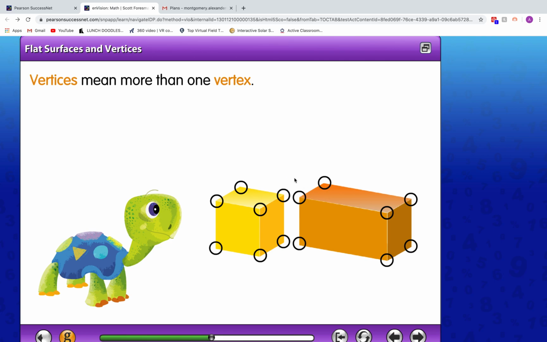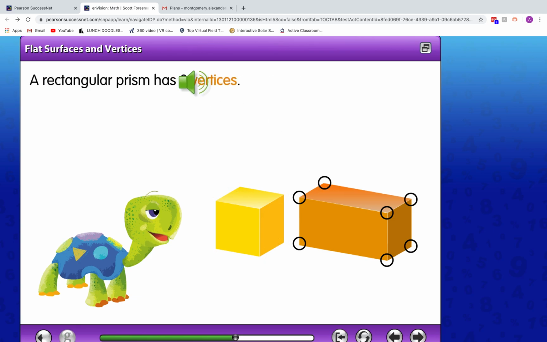And they both have 6 flat surfaces. So for these two shapes, when they say how many flat surfaces, they're going to have the same number. It's 6. And when they say how many vertices, which are corners, they're also going to have the same number, which is 8. All right, so let's keep going. And see, right here, they're telling us there's 8 vertices. Right here, there's 8.